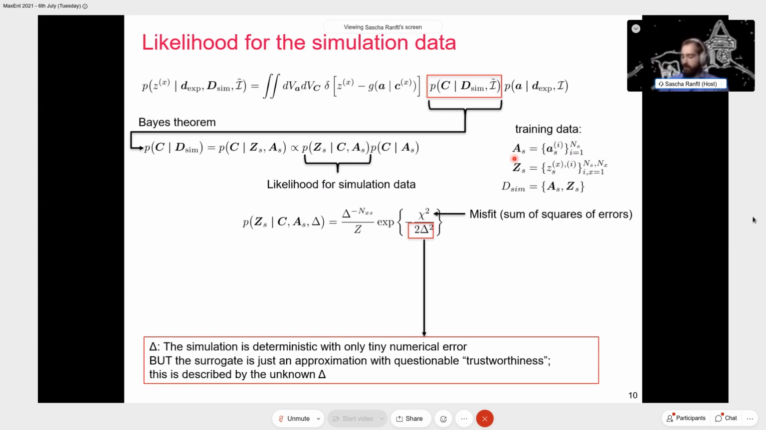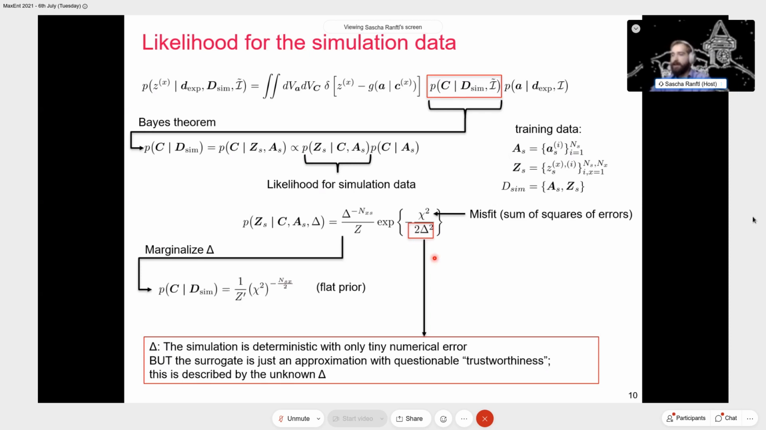But you could also view it a bit differently, and you could say that this delta also covers the uncertainty of the surrogate itself, or the other way around, the trustworthiness. So this delta now quantifies the trustworthiness of my surrogate. Now, of course, we don't know this delta, so we need to marginalize, we need to integrate out delta, and we finally arrive at the posterior for our regression coefficient C, that is the well-known Student t-distribution.